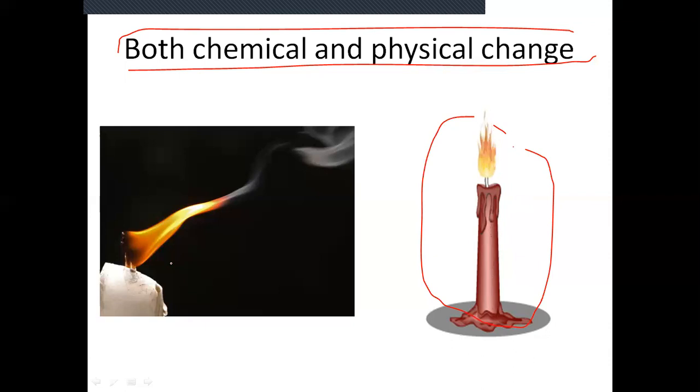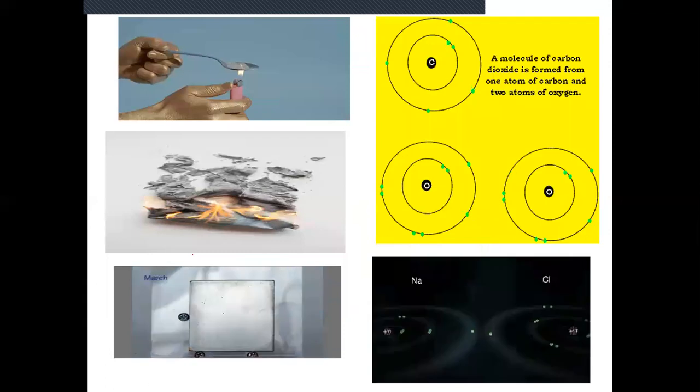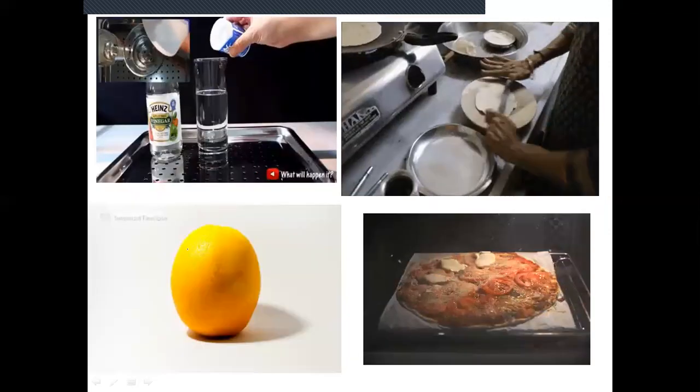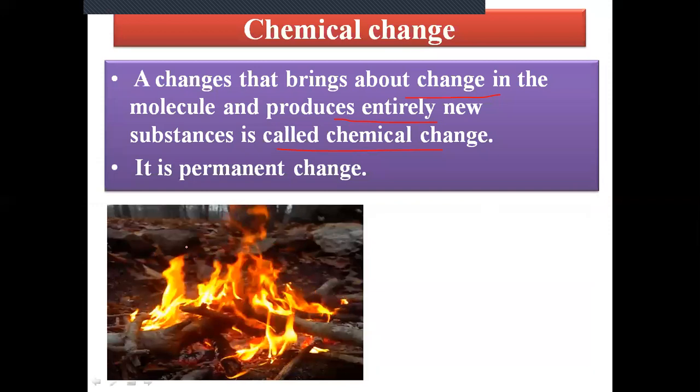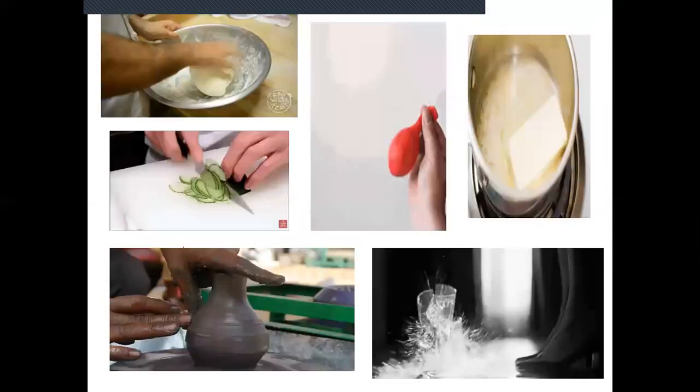Whereas when we burn that candle, at that time smoke is produced, light is produced, heat is produced, and from that heat and light we cannot reverse the candle again. So it is a chemical change also. That is a totally new substance. Smoke is a different substance from wax. That's why it shows both chemical and physical changes. I hope you got the concept of chemical and physical change.